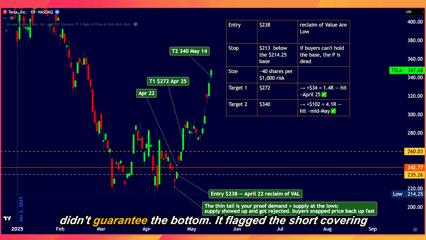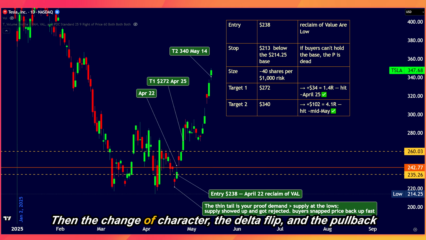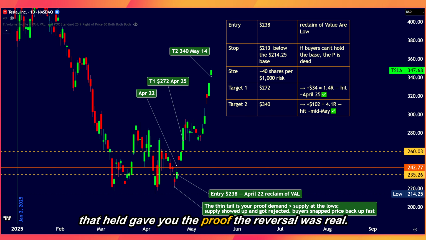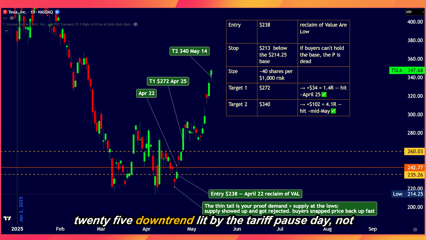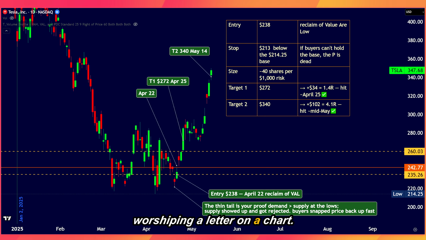The P didn't guarantee the bottom. It flagged the short covering thrust. Then the change of character, the delta flip, and the pullback that held gave you the proof the reversal was real. We're buying the bullish reversal off a beaten down 2025 downtrend, lit by the tariff pause day, not worshiping a letter on a chart.